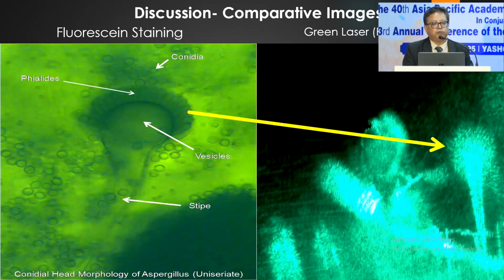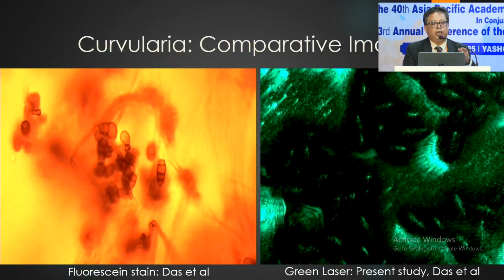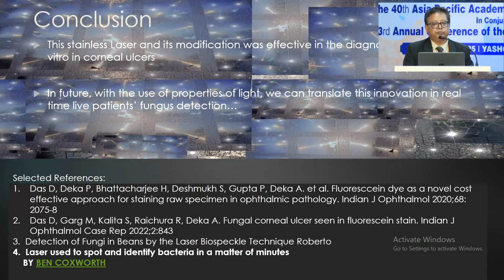Now we see two photographs where our innovative fluorescent stain showed the conidia, phialides, vesicles, and you see in the right-hand side picture, green laser in the present study, the phialides are so nicely picked up by the laser. Again, you see Curvularia where the fluorescent stain, already published, showed the conidia, and on the right-hand side green laser was used to pick up the fungus. To conclude, the stainless laser and its modification was effective in diagnosing fungus in vitro in corneal ulcer. In future, using the properties of light, we can translate this innovation into real-time live patient fungus detection.